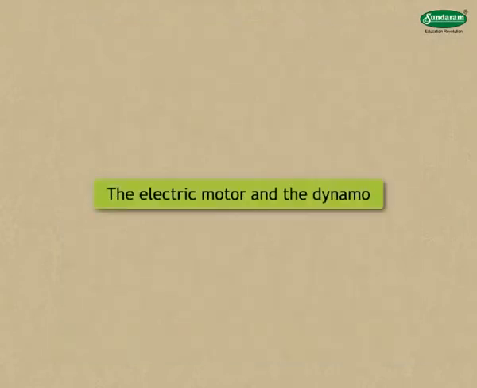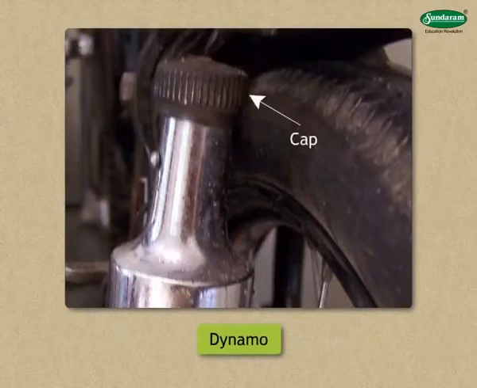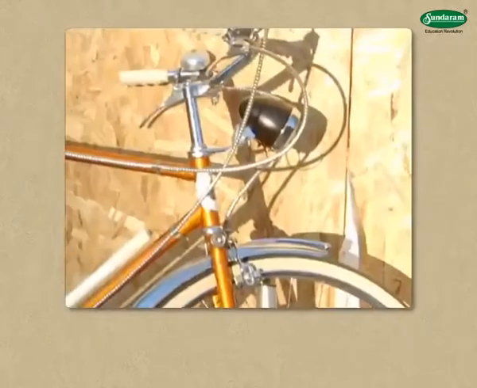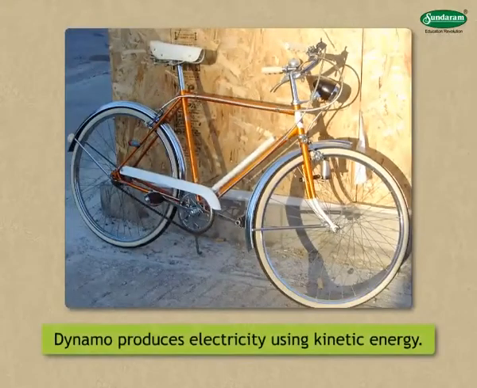The electric motor and the dynamo. You may have seen the dynamo that is fitted on a bicycle wheel. Its little cap turns as it rubs against the rim of the wheel. As a result, the dynamo produces electricity which lights the bicycle lamp. It means that the dynamo produces electricity using kinetic energy.